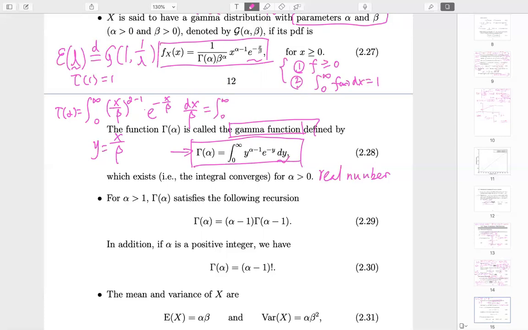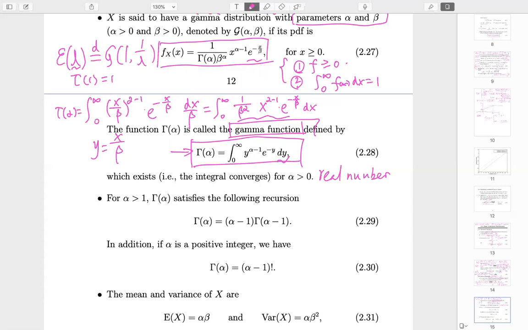So the constant is beta to the power of alpha, that's the denominator. If I collect the x, I have x to the alpha minus 1. My exponential is exponential of negative x divided by beta dx, right? So this is a gamma function. On the right-hand side, my integrand is obviously greater than 0, but unfortunately, the integral is not 1. So all I need to do is to divide by it, right?